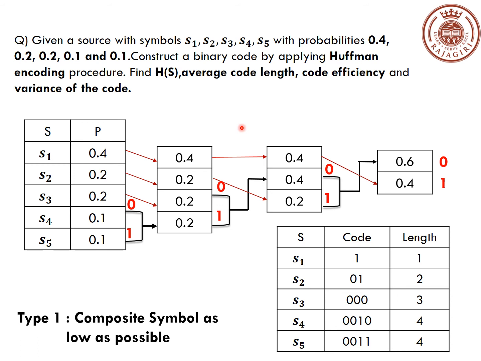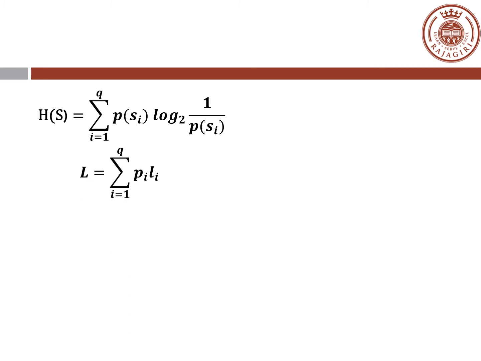Here again I am repeating: method 1 is such that the composite symbol is placed as low as possible. Now the question also has a few parameters which have to be found out. H(S), we know the equation. Since there are 5 symbols, it is the sum from 1 to 5 of the probability of each symbol times log of 1 by the probability. This is the equation for entropy. Find the value for this particular question. Then you know how to find the efficiency eta, which is given by H(S) by L, and then you have the redundancy, which is 1 minus eta.